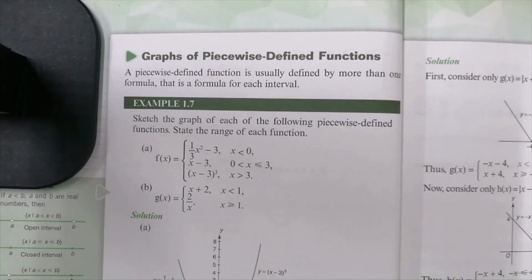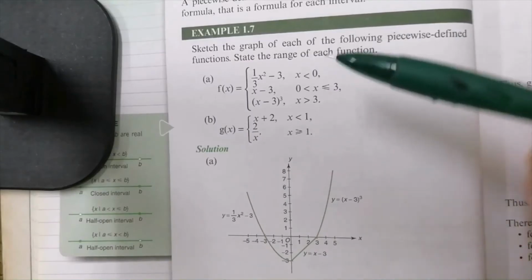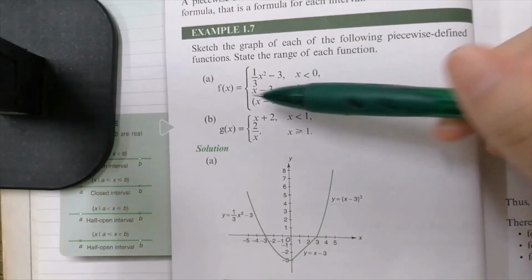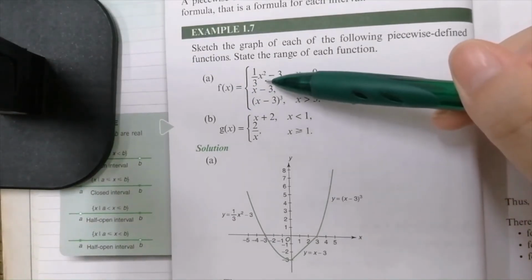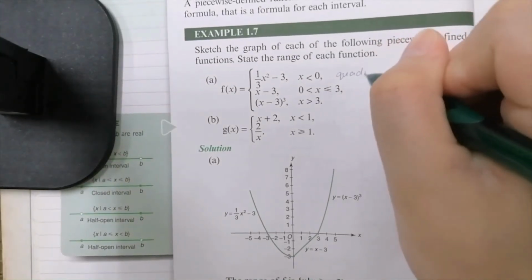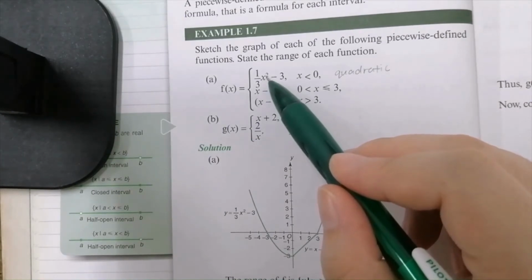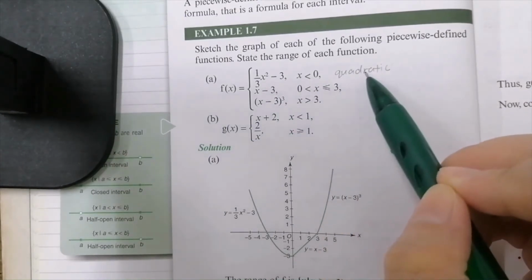Okay, so let's look at example 1.7. Sketch the graph of each of the following piecewise-defined functions. State the range of each function. So we're given three functions. f of x equals 1 over 3 x squared minus 3. This is a quadratic function because the biggest power of x is 2. So this is a quadratic function.